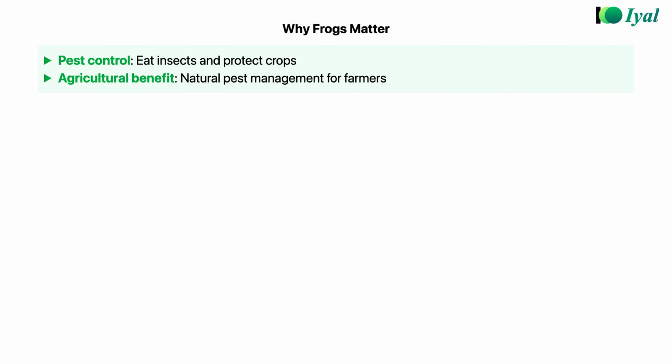Let's talk about why frogs are important to us and to ecosystems. First, they're really beneficial for farming. Frogs eat huge numbers of insects, which helps protect crops from pest damage. They provide natural pest control, which means farmers might need fewer chemical pesticides. That's good for both agriculture and the environment.